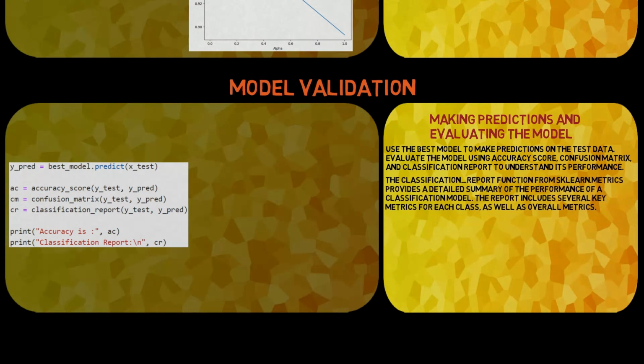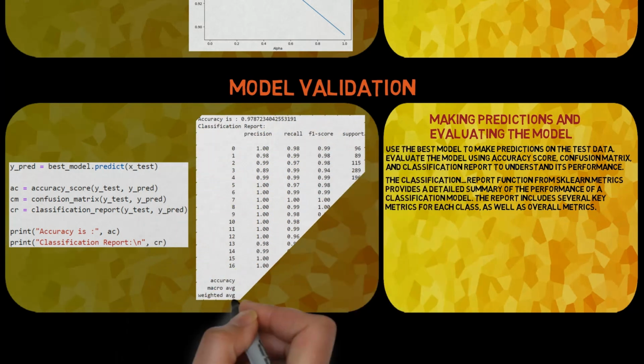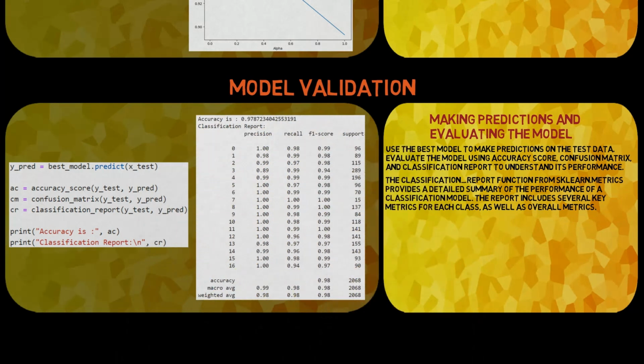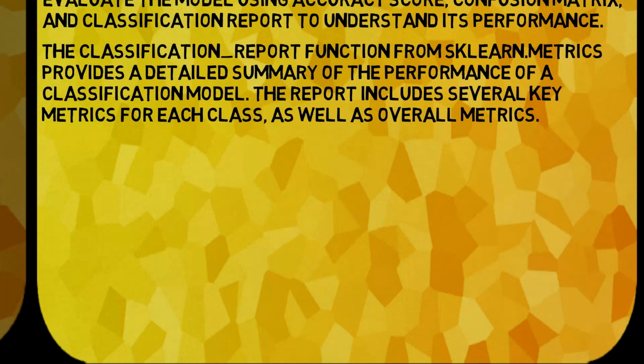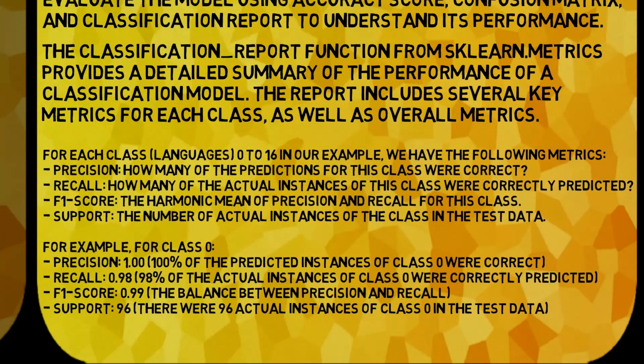The classification report function from Scikit-learn metrics provides a detailed summary of the performance of a classification model. The report includes several key metrics for each class, as well as overall metrics. For each class (languages 0 to 16 in our example), we have the following metrics. Precision: how many of the predictions for this class were correct? Recall: how many of the actual instances of this class were correctly predicted? F1 score: the harmonic mean of precision and recall for this class. Support: the number of actual instances of the class in the test data.